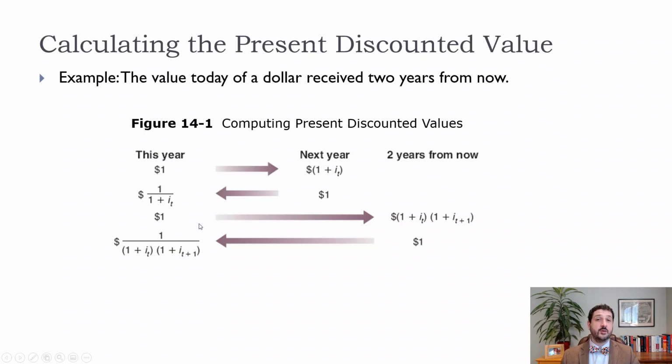Similarly, if we want to think about what's going on in 2 years, if we take $1, then we would have 1 plus i_t next year, and then we just keep holding that in the bond or the savings account. We'd have that times 1 plus i_t+1, which is the interest rate in a year. So in that case, if we wanted to think about, well, what's the value of $1 in 2 years? Well, we would take 1, and we would divide it by 1 plus i_t times 1 plus i_t+1.